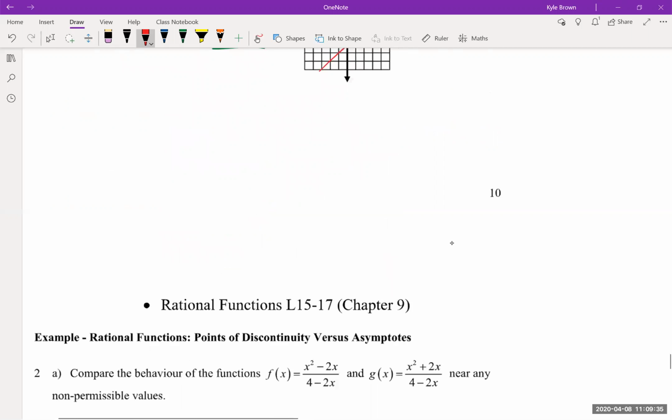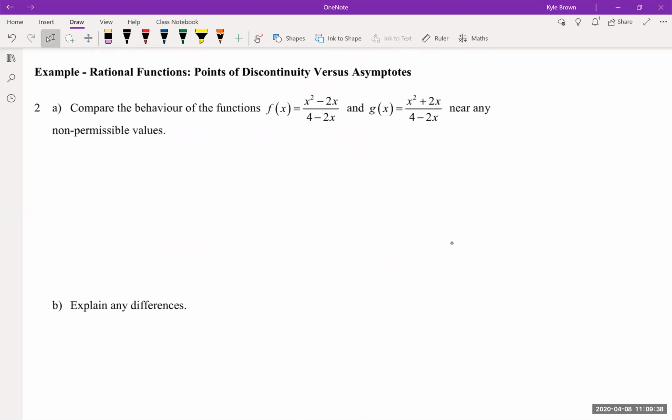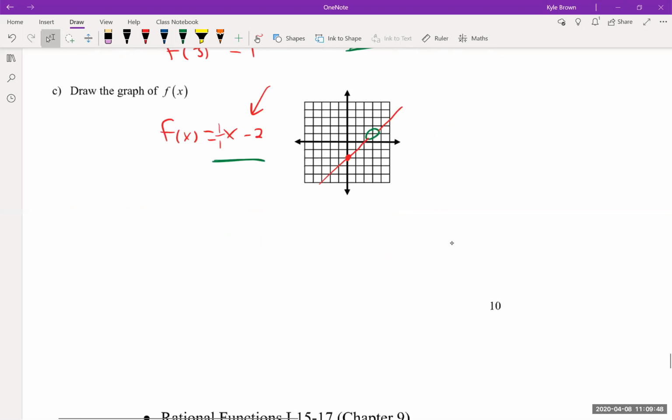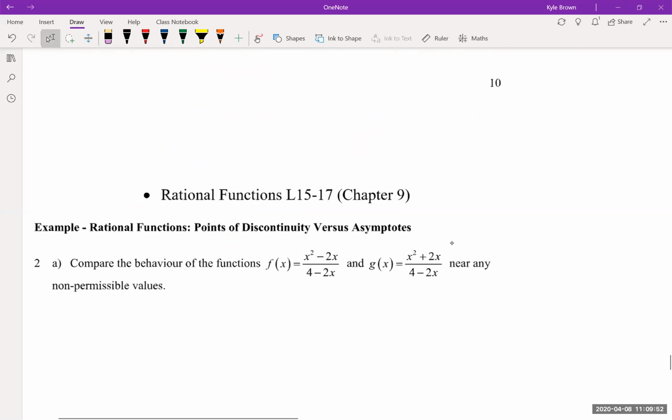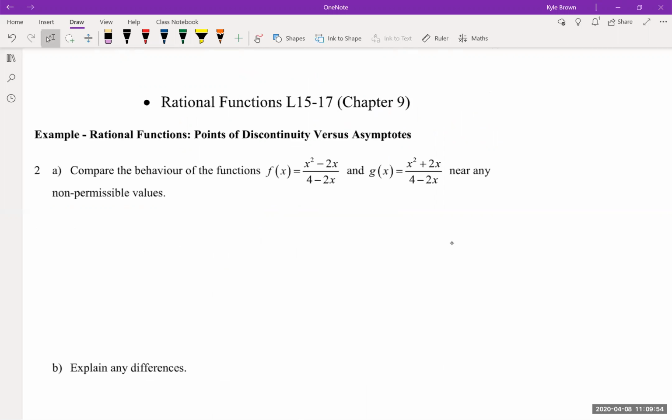Now moving on to another one. The other part of this, which we did in the last lesson too, is if there wasn't a point of discontinuity. We'll do some examples, but we're going to have an asymptote. You'd have a vertical asymptote if you still had something left in the bottom, but I'll show you that in a second. On this one, it says compare the behavior of these two functions near any non-permissible values.